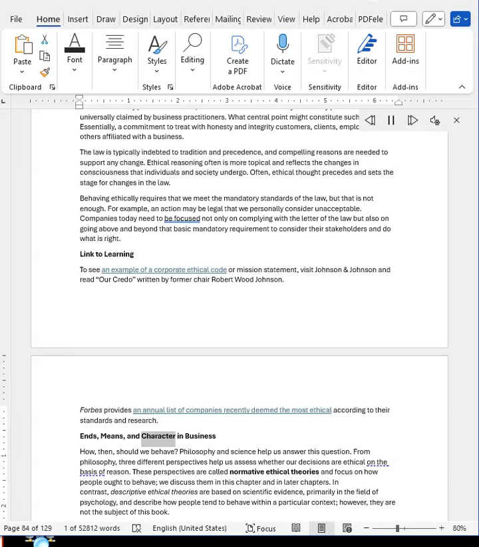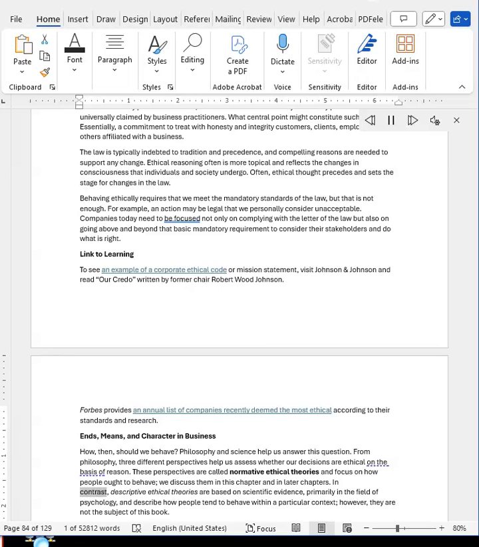Ends, means, and character in business. How then should we behave? Philosophy and science help us answer this question. From philosophy, 3 different perspectives help us assess whether our decisions are ethical on the basis of reason. These perspectives are called normative ethical theories and focus on how people ought to behave. We discuss them in this chapter and in later chapters.